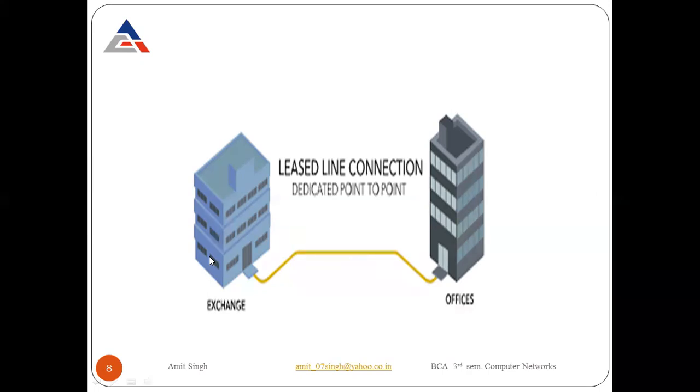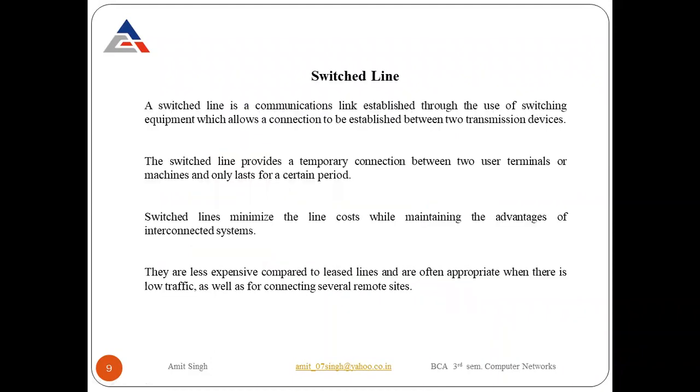But in the case of a leased line, we also know it is a dedicated link. Dedicated means a dedicated link is between the sender and the receiver. In this case, who is the sender? The exchange is the sender. And look at the diagram. Look at your screens. The yellow wire is there. What it means? It is a leased line that comes directly from the exchange and is connected to our office. So this is the example of a leased line. Clear? A dedicated connection is there.